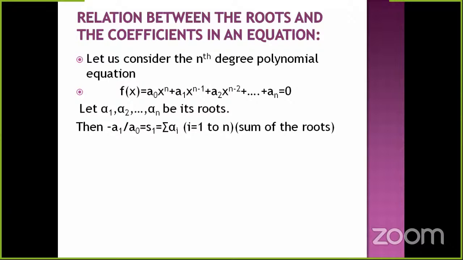alpha 3 and so on alpha n. And the next one, a2 by a0, which is equal to S2, which can be written as the summation of alpha i into alpha j, where 1 less than or equal to i less than j less than or equal to n.